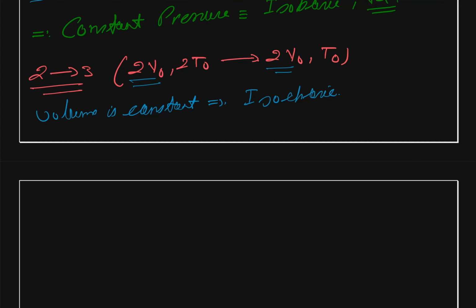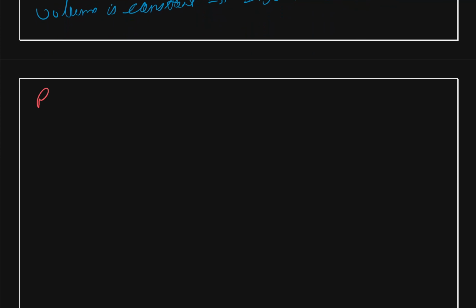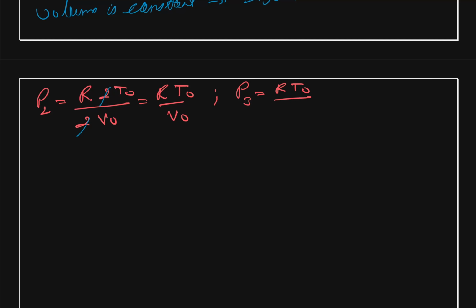And let us find out the pressure. At 2, let us call this pressure P2, and that is equal to R times twice T0 divided by twice V0. Here the 2 and 2 cancel out, and this comes as R T0 upon V0. And the pressure at 3, let us call this P3, will be equal to R T0 divided by twice V0. So we can say P3 is equal to P2 divided by 2.